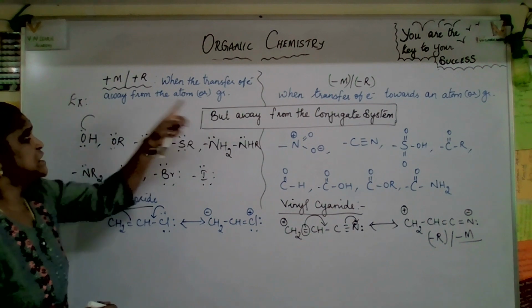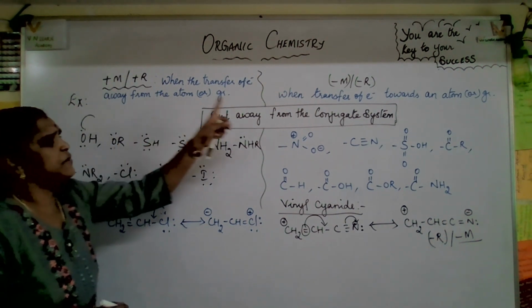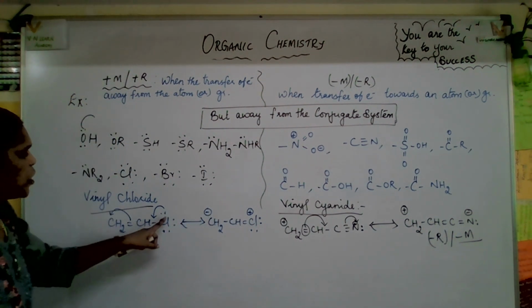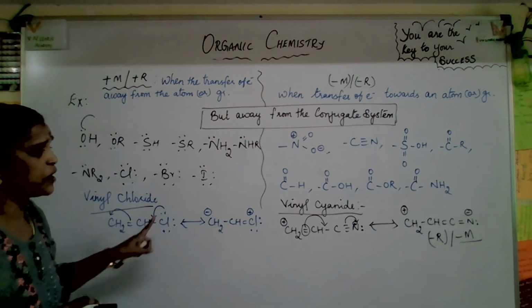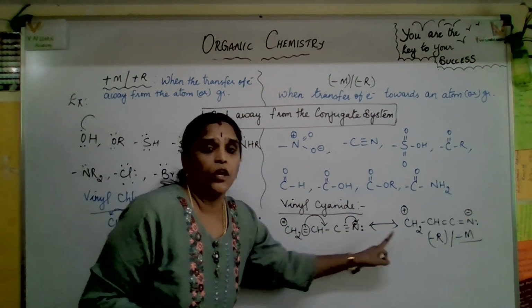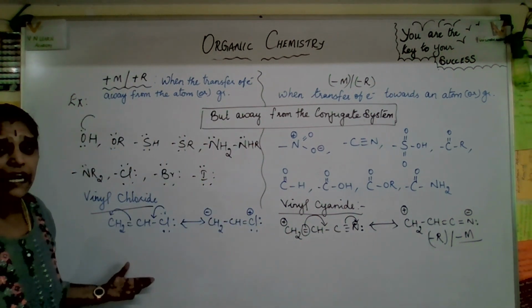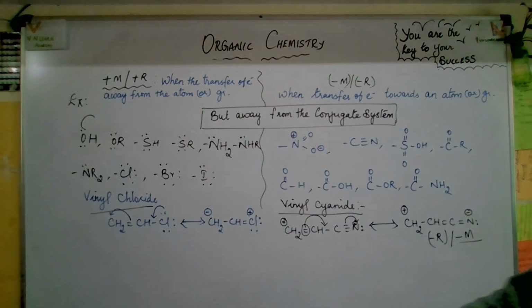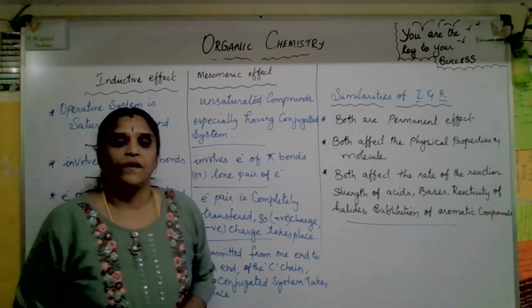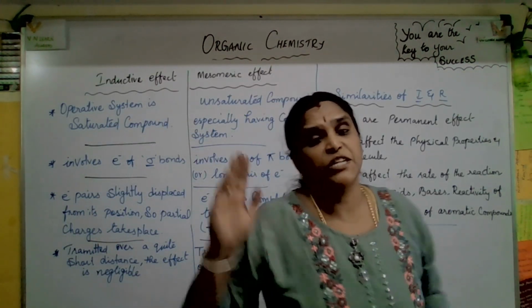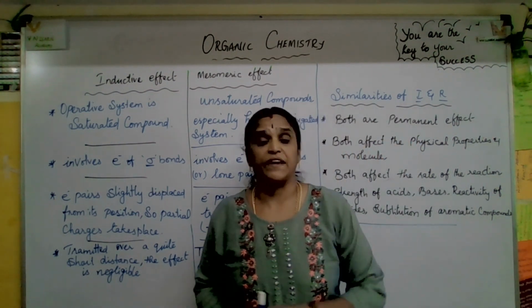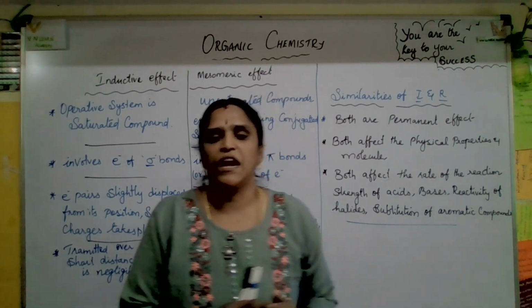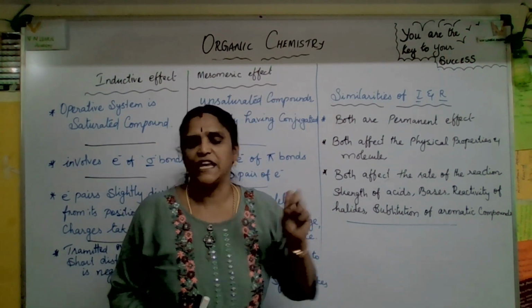See, when the transfer of electrons is away from the atom, and when the transfer of electrons is towards the atom. Here, from lone pair to the double bond, but here from the triple bond to the lone pair. Hope you got a clear idea about minus M and plus M. Okay, we'll go for some more ideas related to this concept. Now we are going to see the comparison between inductive effect and mesomeric effect or resonance effect. When we see the differences and similarities, we'll get a better idea about that concept.